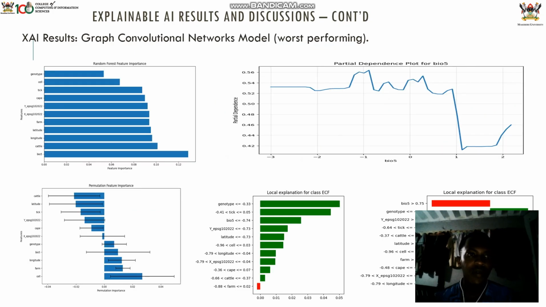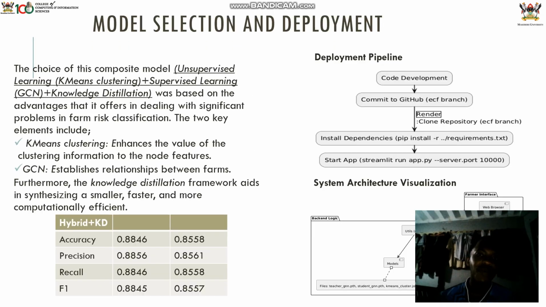And then we also have XAI results for one of our worst models, which is the graph convolutional networks model. If we talk about a few of the graphs demonstrating the results of XAI, on the top left, we have a bar chart showing random forest feature importance, useful to discover which environmental factors have the strongest influence on ECF occurrence. On the bottom left, we have a permutation importance plot, which is used to understand which features contribute most to the model's predictive power.